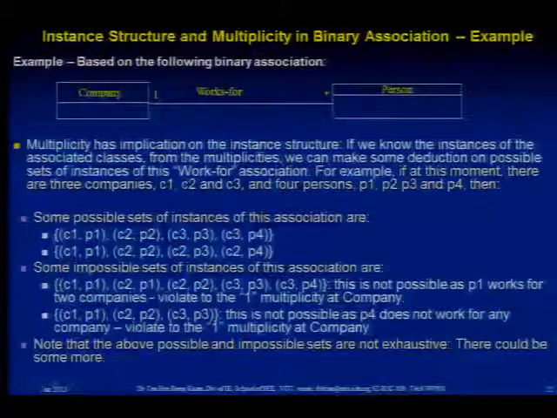You can check. For each company, in this case, C1 is in the first tuple, and C1 does not appear in the second, third, and fourth tuple. That means only one person works for C1. 1 is within 0 to many, so that is satisfied. The company C2 also appears in one tuple only. That means it associates with one person only. So 1 is within 0 to many, that's okay.